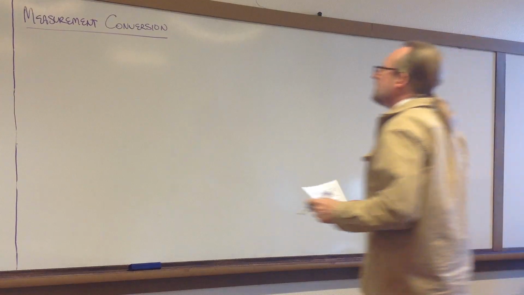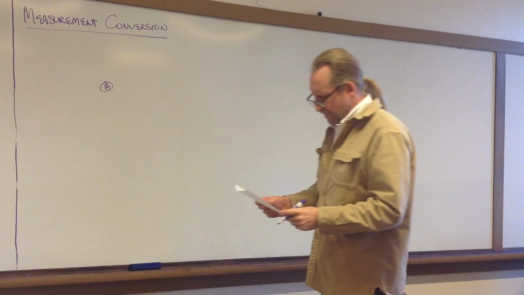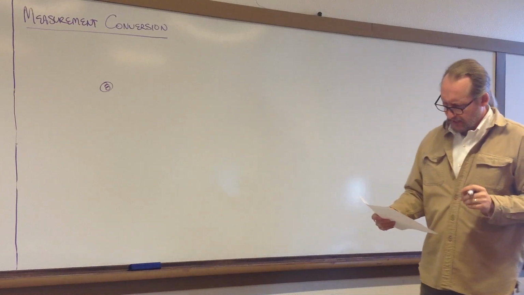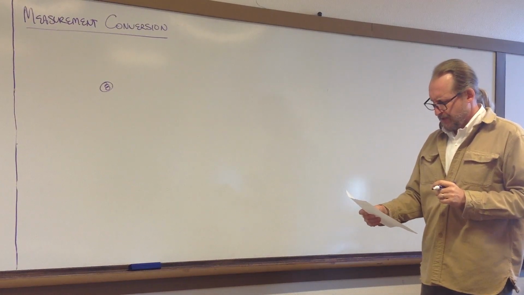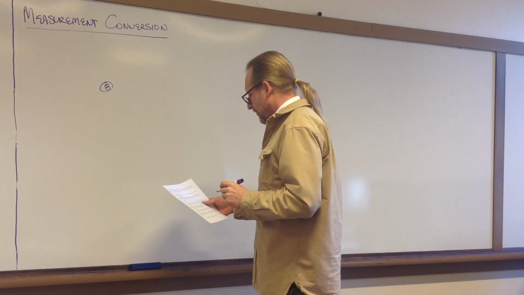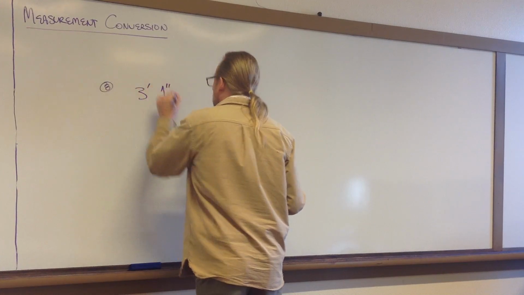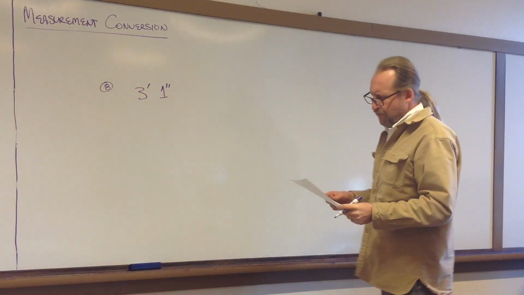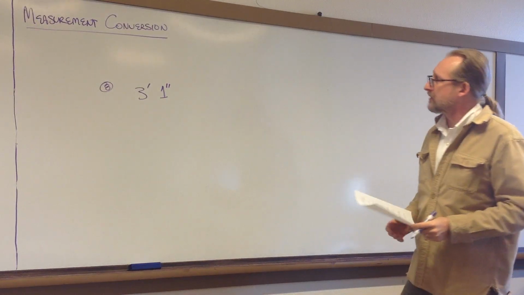All right, problem 8. A pediatrician has a standard growth chart. The minimum height shown on the growth chart is 3 feet 1 inch. Okay, 3 feet 1 inch. If a 4-year-old girl is 3 inches below the minimum height, what is her height?